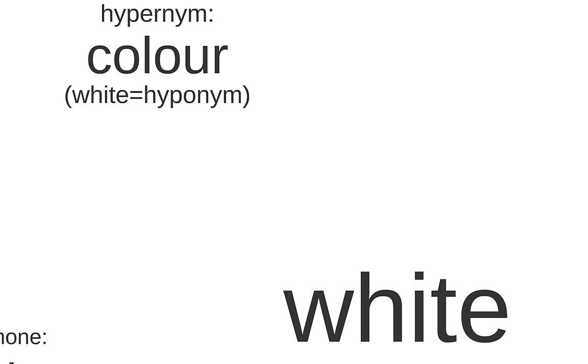The next relationship, we have a word like color, which is a hypernym of white. White is a kind of color. So color is this large category, white is a subset. So white is a hyponym, hypo meaning small, hyper meaning large. The larger category color, the category within it, white.